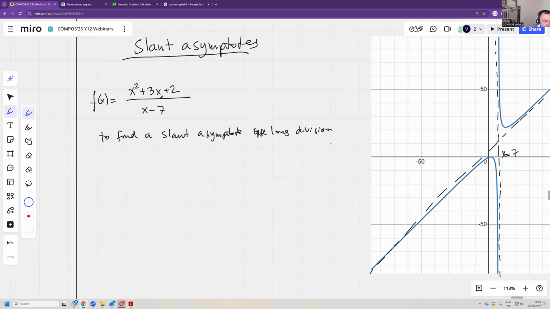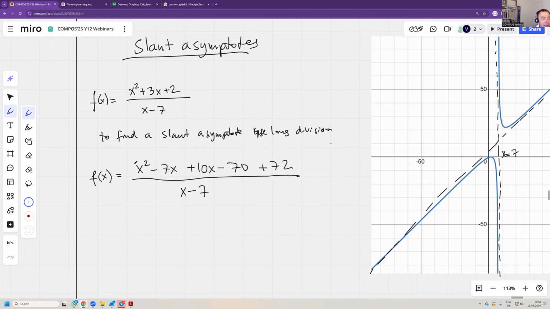So literally, you just need to divide the top by the bottom. Although there's an easier way. f of x equals x squared minus 7x, because that's what we need, plus 10x, negative 70, plus 72. So what I've done, I've just rewritten.